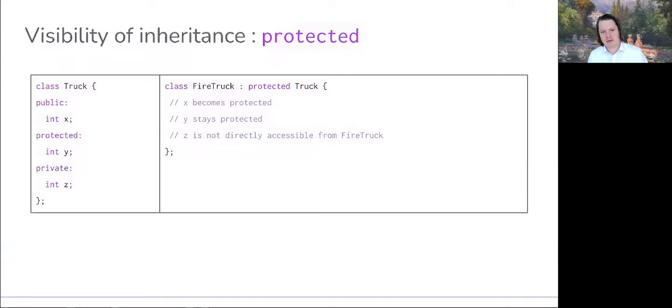So just to run through this again, truck's on the left, fire truck using protected mode of inheritance on the right. X becomes protected, Y stays protected. Notice here, we no longer have the ability to write ft.x. That is going to be a compilation error because, at this point, X is protected and no longer accessible to the outside world. And we'll see we're shifting away from an is-a relationship and to an implemented-in-terms-of relationship.